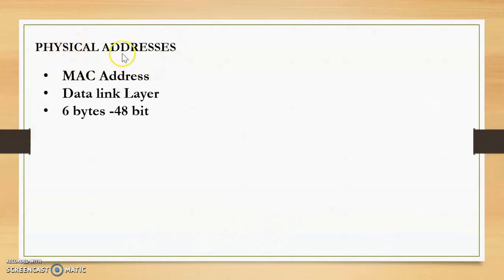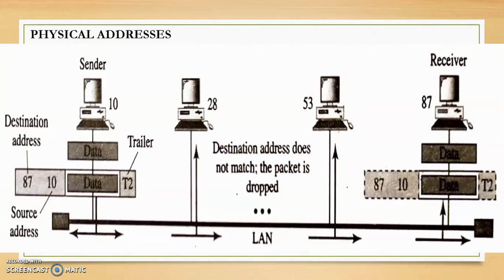First is the physical address. The physical address is also known as the MAC address, and as we discussed earlier, the MAC address or the physical address is attached at the data link layer, and mostly this MAC address is 6 bytes, which is 48 bits. So let us understand how this physical addressing is done with the help of an example.